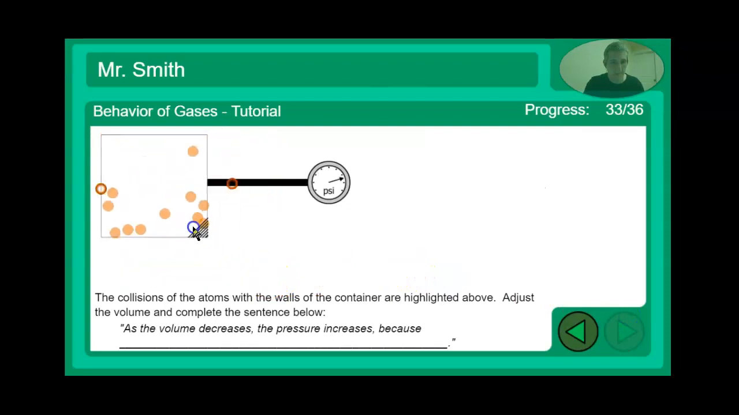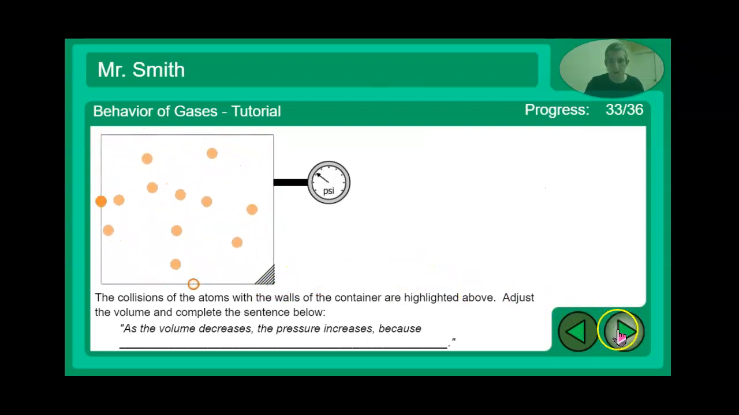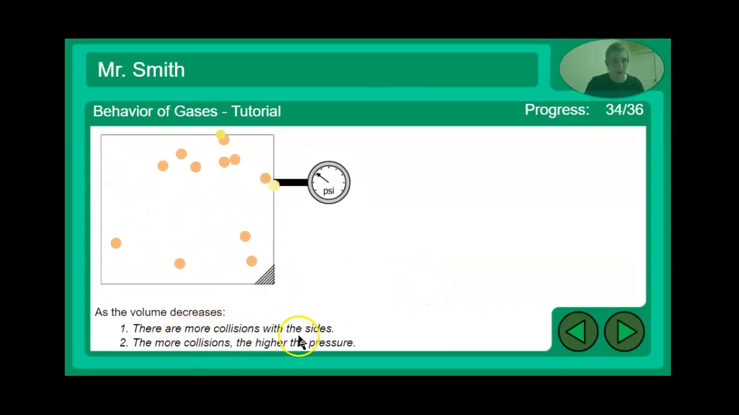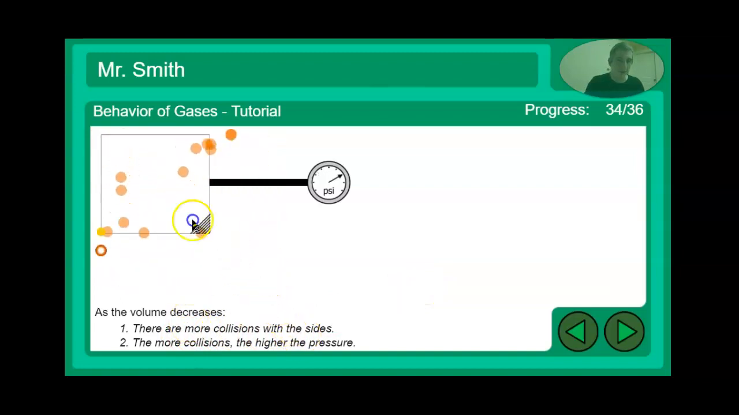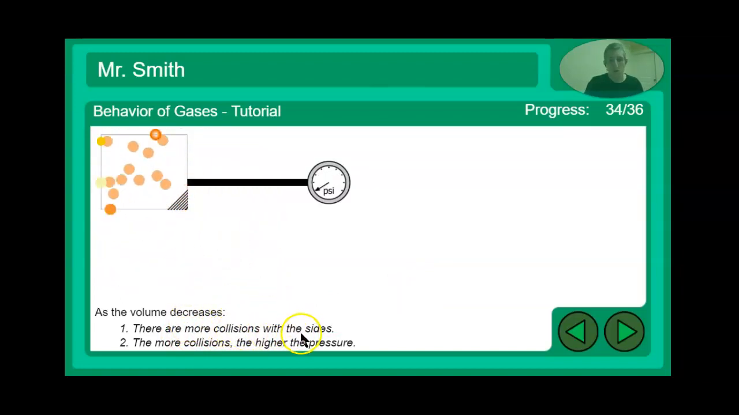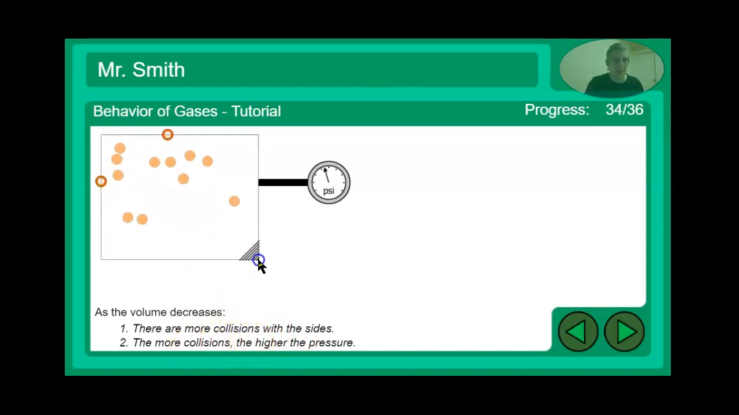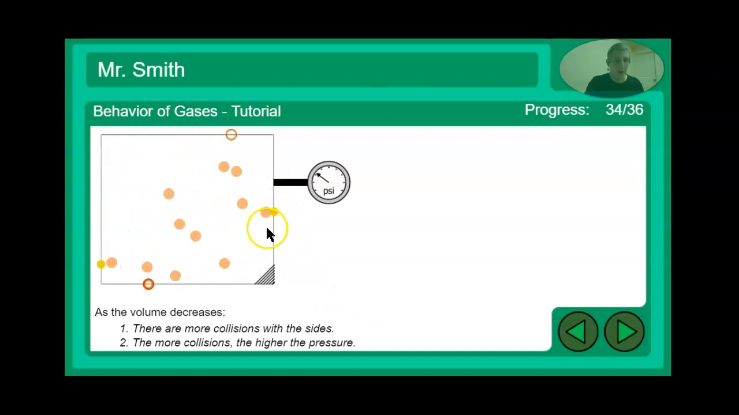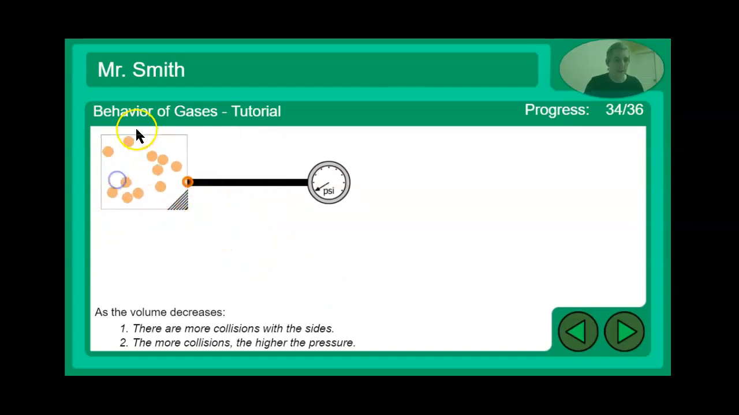Okay. So again, inverse relationship. There are more collisions on the side. So as volume decreases, more collisions with the sides. More collisions means a higher pressure. If I pull this back, as you count the pressure, little explosions, not nearly as many. If I squeeze it in, many more bits of pressure.